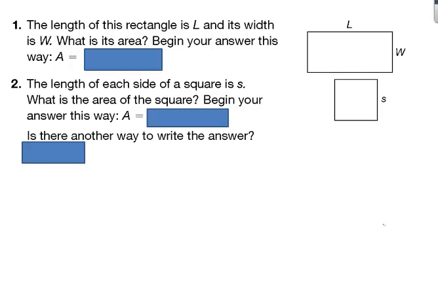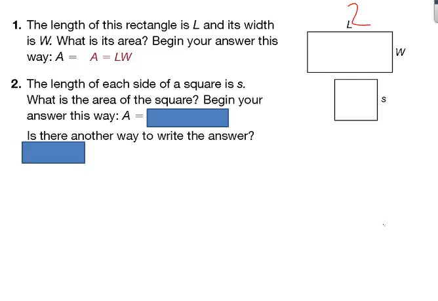On this one here, the length of this rectangle is represented by L, and its width is represented by W. So what is its area? Well, you don't know the numbers, so you're going to go area equals length times width, or L times W. That's our formula for area, is length times width.